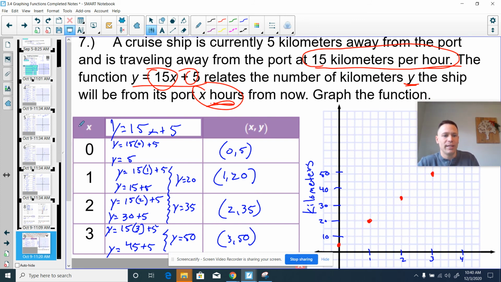Now, I know I gave you this domain to choose from, but this is very, very much certainly a continuous situation. It's not like the cruise ship is going to just magically appear at these various locations in certain instances of time. So it covered all this distance, so this should definitely be a line that is connected, and the arrow should be there to indicate that it's going to continue on in this pattern.